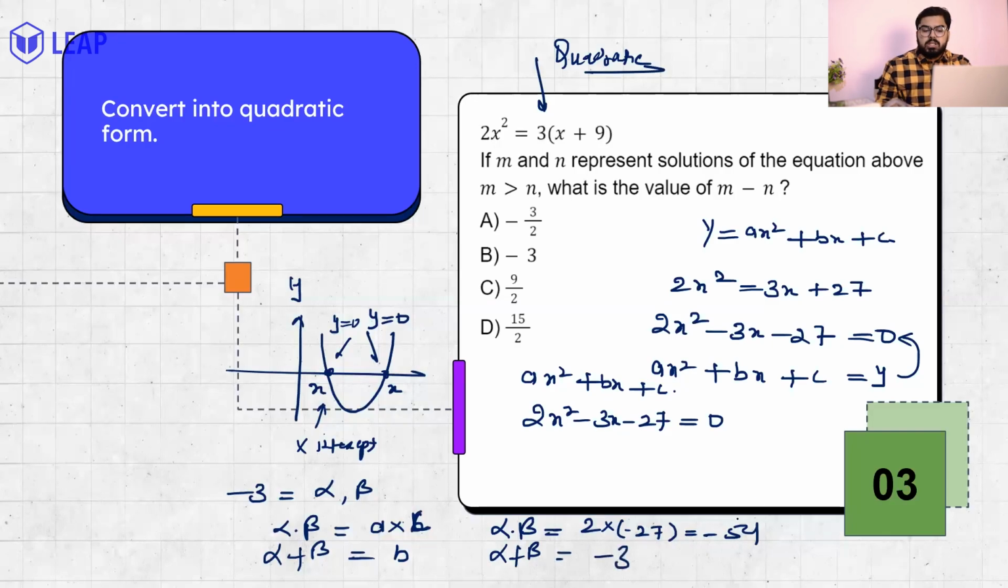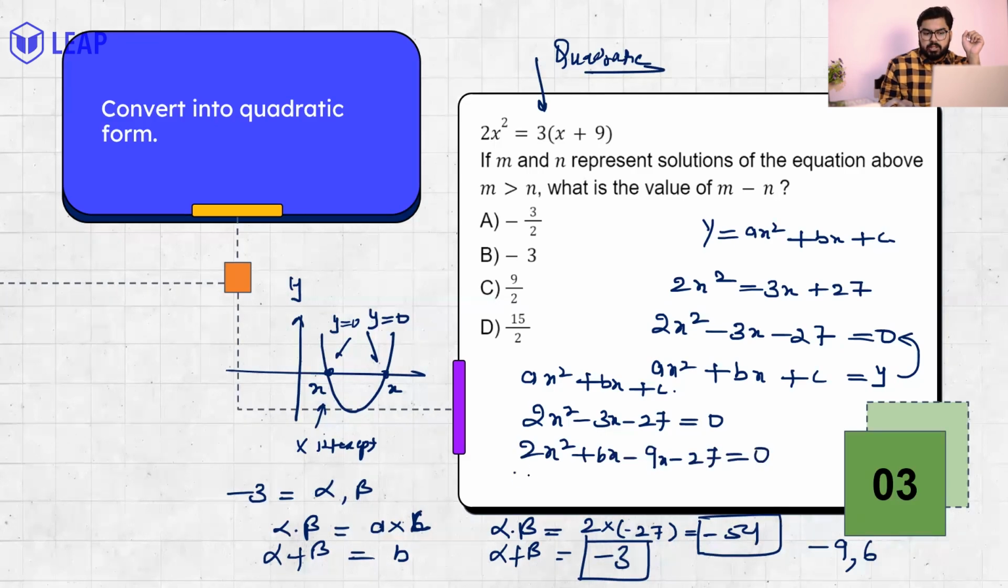Now think about two numbers which when multiplied give you -54, but which when added give you -3. Those are 9 and 6, which means -9 and +6. So you can split the middle term like 2x square plus 6x minus 9x minus 27 equal to 0. Then you can try to factor it out. From 2x, if you take common, x plus 3 over here, minus 9 if you take common, x plus 3 over here. Now if you take x plus 3 common out of the whole thing, it will be x plus 3 and 2x minus 9 equal to 0.